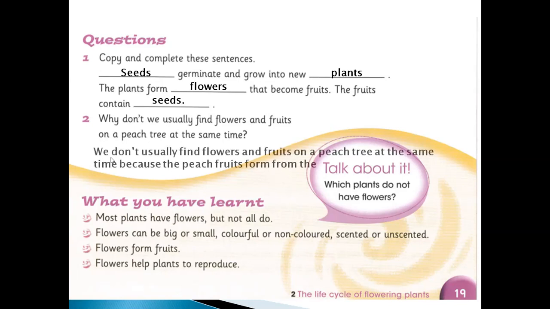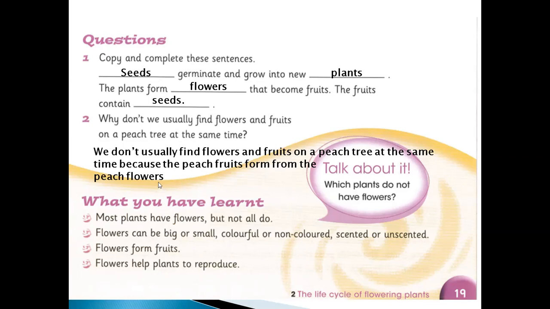Why? Because we don't usually find flowers and fruit on the peach tree at the same time, because the peach fruits form from where? From the peach flower. Here I told you, a plant forms flowers, which will change or become fruits. When it becomes fruits, then how can you see the flowers? So that's why we cannot see the flowers and fruit at the same time. Many flowers fall down, and some change into fruits.